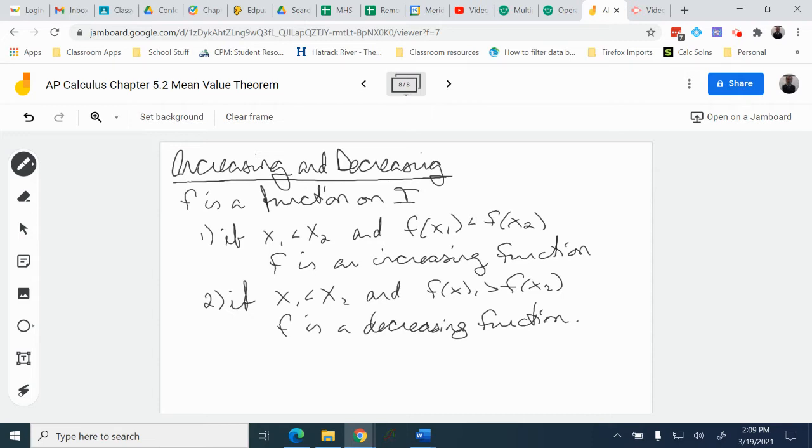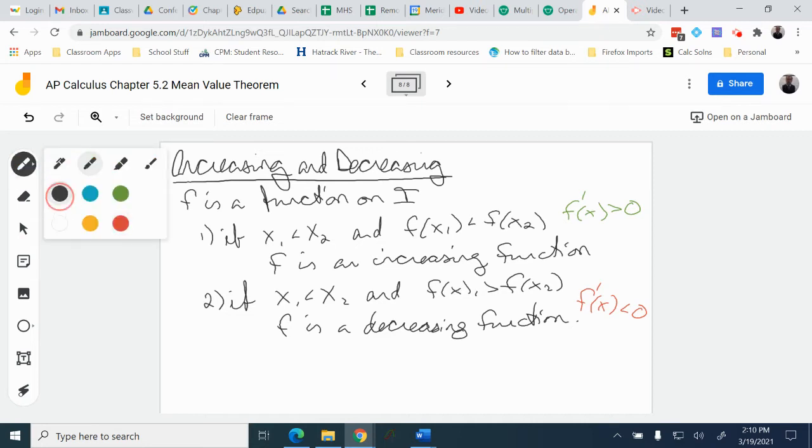So what this then leads to, and we'll have a proof in just a second, is that if f of x1 is less than f of x2, this means that f prime of x must be positive. And if f of x1 is greater than f of x2, f prime of x is negative. And this just comes from the definition of derivative.